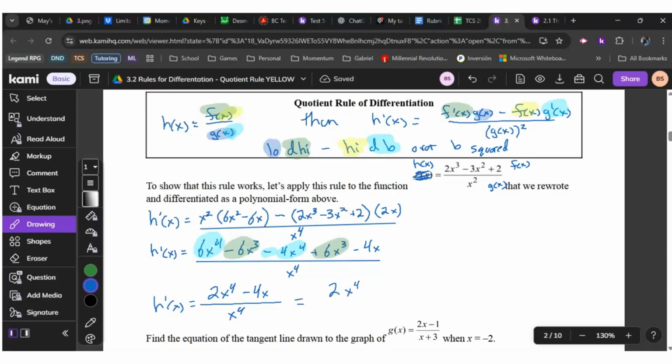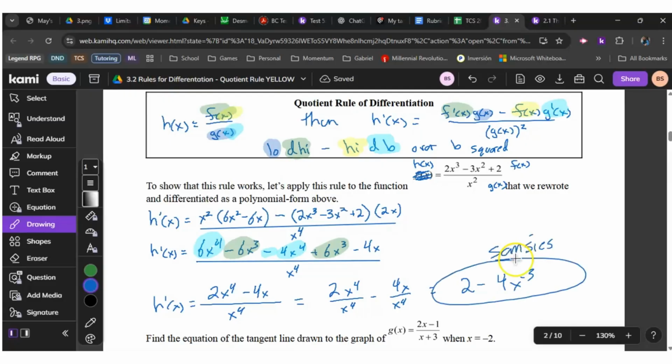Which is the same as 2x to the 4th over x to the 4th minus 4x over x to the 4th, which is the same as 2 minus 4x to the negative 3. What do you mean what? 2 minus 4x to the negative 3. 2x to the 4th over x to the 4th is 2. 4x over x to the 4th is 4x to the negative 3. Right? 1 minus 4? Negative 3.